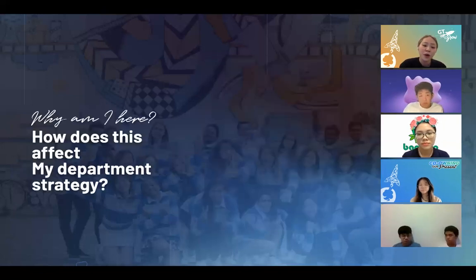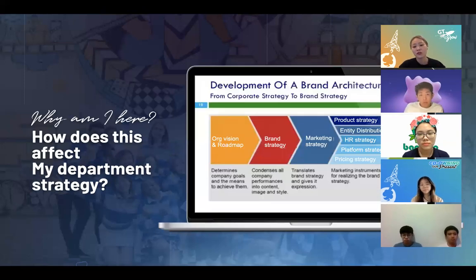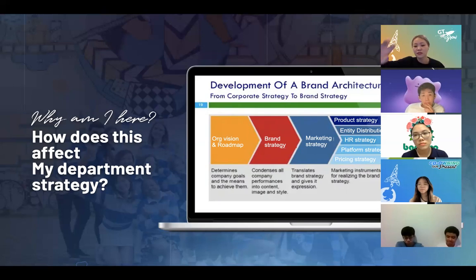So why are we here, and how is it going to affect different department strategies? This is a simple development of the brand architecture and how it's going to be connected with different departments. You start with the organization and roadmap to understand the ending goal for us right now, heading to ISO 2025: we want to diversify the ISO experiences. We want leadership experiences to be able to develop in other contexts. Then it started with the brand strategy, connected with the marketing strategy and every single product strategy and so on. That's why we started with brand architecture.